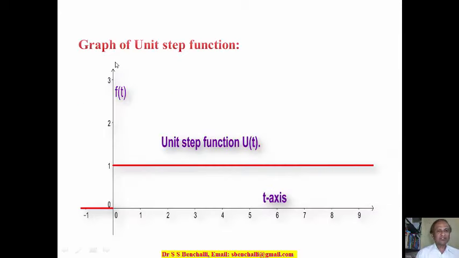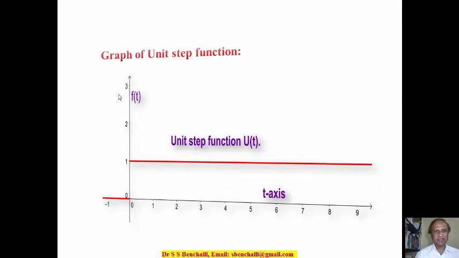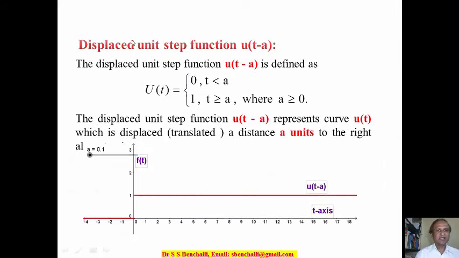Is it clear? Right? So, the graph of the unit step function, as we have defined it. When t is less than 0, it is always 0. When t is greater than or equal to 0, it will maintain 1 unit of height. Is it clear? And this is the t-axis, and this is f of t. Okay, right?